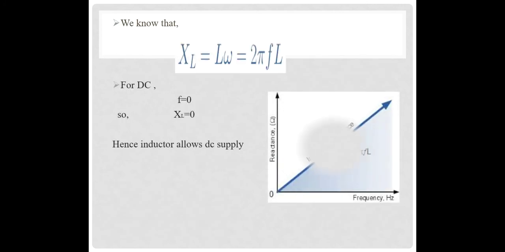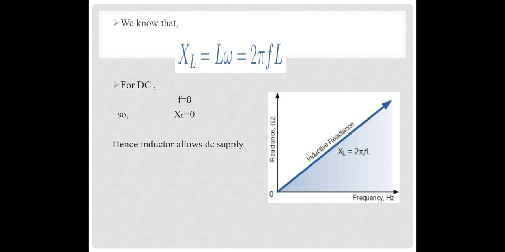So here are some basics. We know that XL is equal to L omega, which is nothing but 2 pi nu into L. For DC, frequency is 0, so XL becomes 0. XL is also a resistance, the resistance offered by the inductor. So the inductor allows DC supply. That's the conclusion we are getting from here.